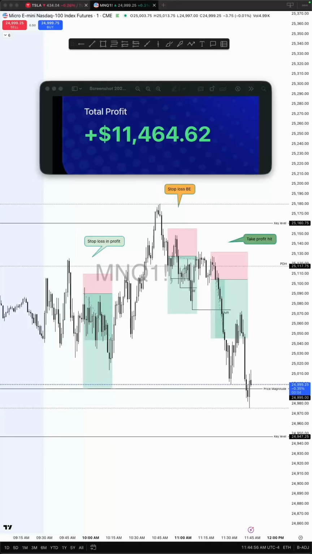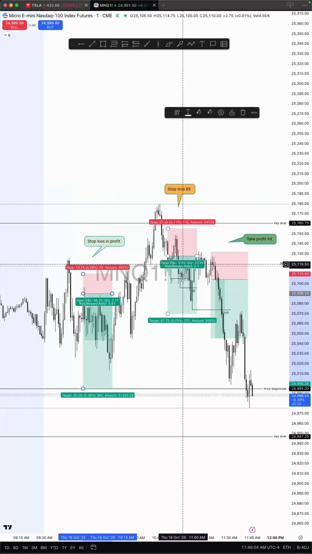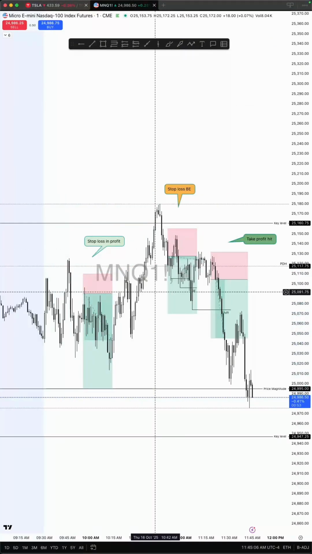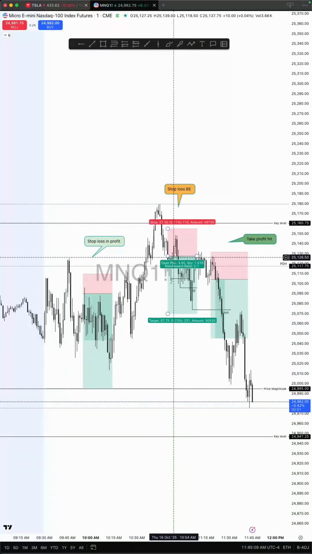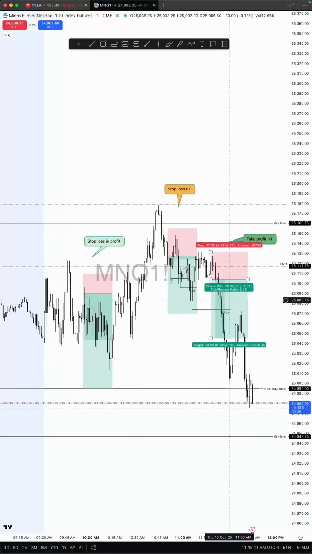Alright guys, let's do today's trade recap. This is the result. Took 3 trades in general. Stop loss and profit, the first one. Stop loss break even, basically played this area. I'll give you the reasons why I was favoring the shorts today.